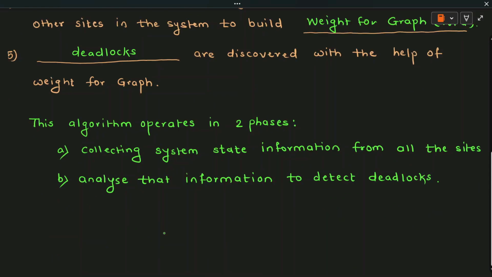Let's go ahead. The Ho-Ramamoorthy two-phase algorithm contains two different phases. In the first phase, the designated control site will collect the information from all the sites, and in the second phase, the information collected by the designated control site will be analyzed by that site, and then wait-for graphs are formed which may help us to check whether there are deadlocks in the system. So let's go into detail and try to understand what exactly happens in the two-phase algorithm.